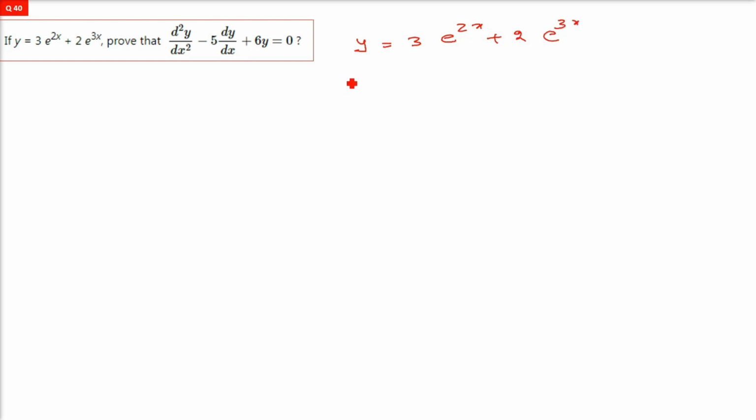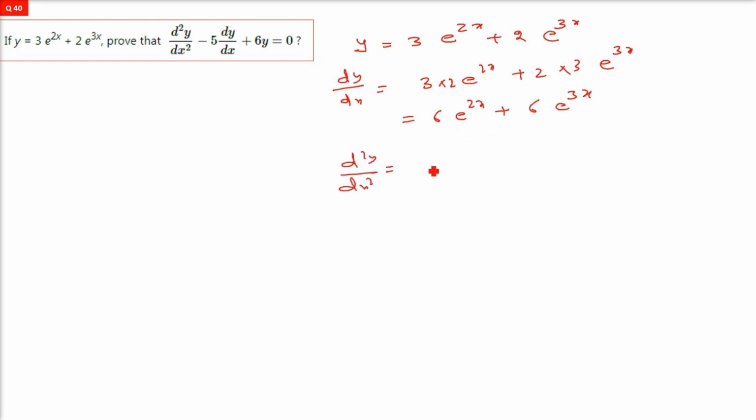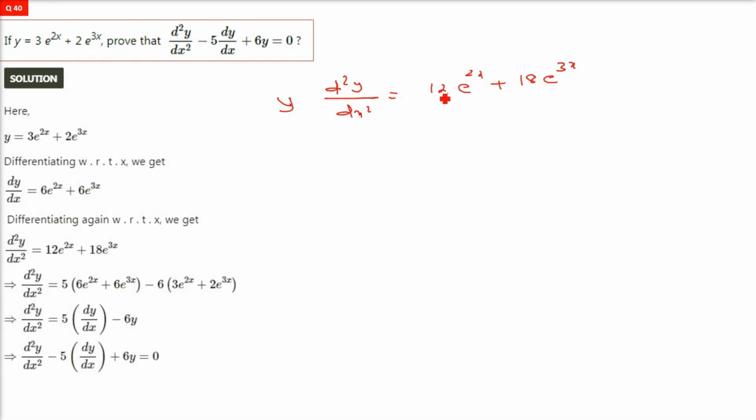So dy by dx is 3 e raised 2x, differentiation of 2x is 2. Then 2 e raised 3x, differentiation of 3x is 3. So you get 6 e raised 2x plus 6 e raised 3x. This is your dy by dx. So now we have to arrange it such that we get dy by dx and y with d2y by dx2. So for that we have to find d2y by dx2. So 6 e raised 2x, 2x is again 2, plus 6 e raised 3x, 3x is 3. So we have d2y by dx2 as 12 e raised 2x plus 18 e raised 3x.